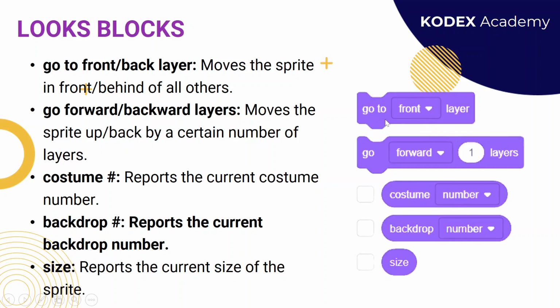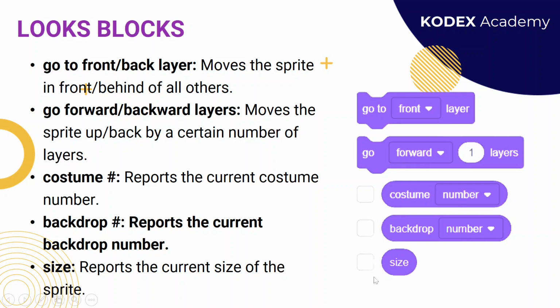Here first it shows the go to front layer. Front and back layer also. We can use this drop down to make it front or back layer. Whenever you want to move your sprite in front of or behind all others, you can use this block. Or you also want to move forward and backward by a certain number of layers. You can create any number of layers on the screen. Per your demand of your animation, you can make your sprite move forward or backward with the help of these blocks.